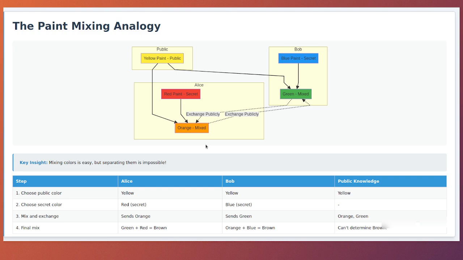Here's where it gets brilliant. Alice takes Bob's green and adds her secret red to it. Bob takes Alice's orange and adds his secret blue to it. Both end up with the same final color, a brownish mixture. But someone watching the exchange only sees yellow, orange, and green. They can't figure out the final secret color without knowing either red or blue.